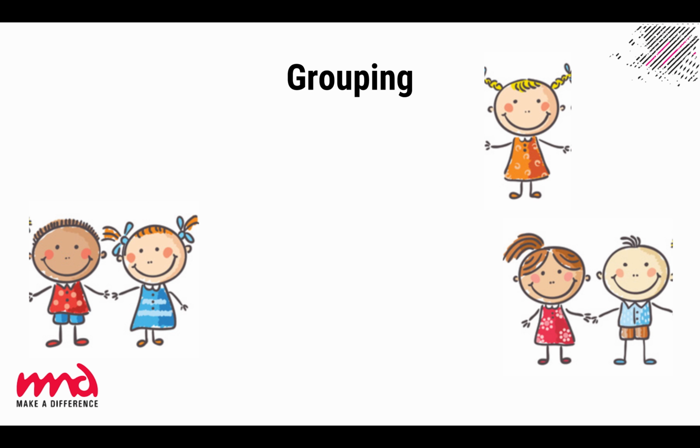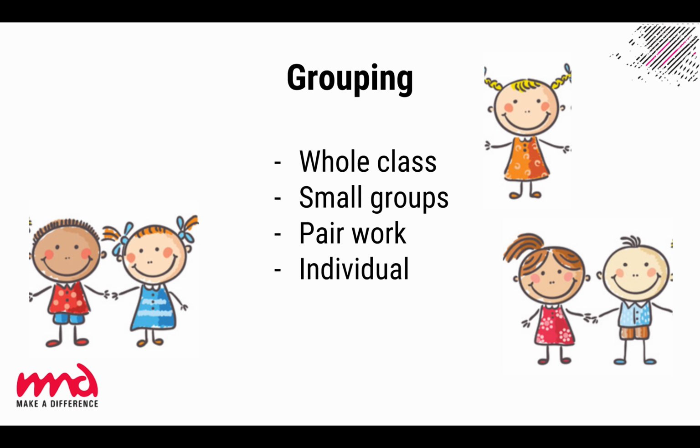Another way to look at differentiation is by grouping. For different activities, you might prefer to have different groups of students. You can put them together based on their learning levels or their learning styles. The first would be if you were to do a whole class activity, you can have them in small groups, you can have them work in pairs, and finally, you can have them do individual work.